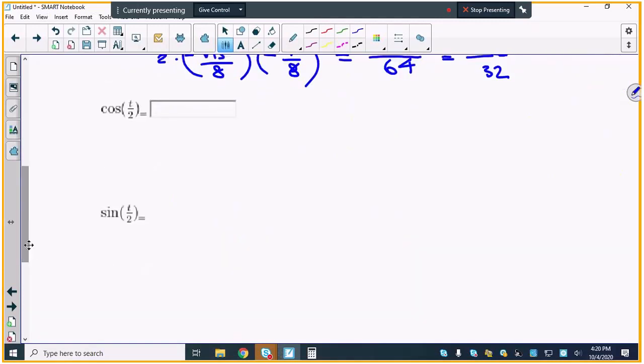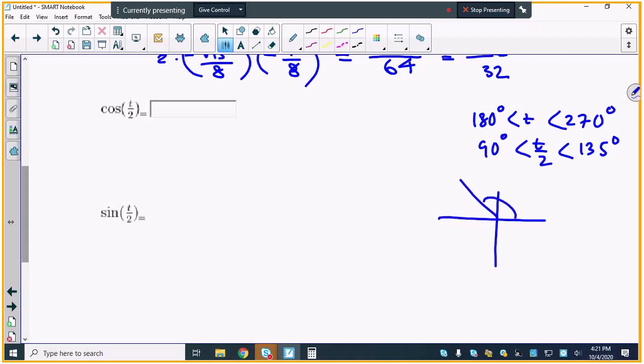Half angle formula, cosine t over 2. So now I need to know where t over 2 is going to fall. Remember, t is in the third quadrant. It's between 180 degrees and 270 degrees. So t over 2, dividing all of them by 2, will be between 90 degrees and 135 degrees. So that's second quadrant. T over 2 is in the second quadrant. Sine is positive, cosine is negative. So when I'm doing cosine, I'm using the negative of the formula.